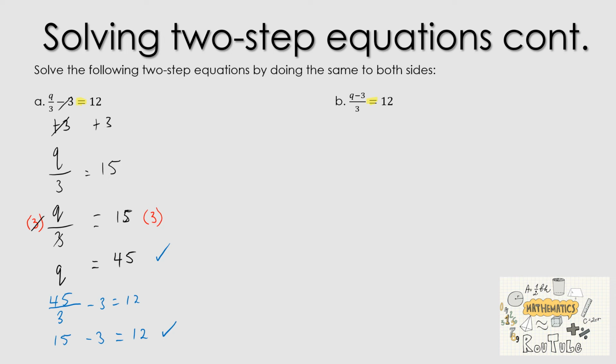So I'm just going to rewrite what we have here. We've got q minus 3 over 3 equals 12. So to get rid of that, now we're going to work in the reverse order. We're going to multiply by 3 and multiply by 3, which is then going to get rid of the fraction because the 3's can cancel out. So now we're just left with q minus 3 equals, and then we've got 12 times 3, which is 36.